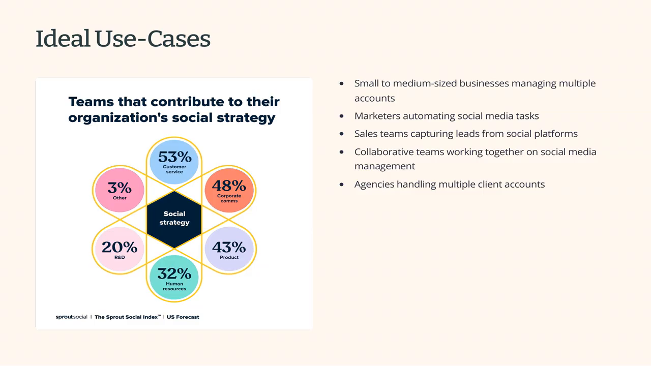Zoho Social is ideal for small to medium-sized businesses and agencies managing multiple social accounts. It's great for marketers who want to automate their social media tasks and focus on engaging with their audience. It's also useful for sales teams, as the CRM integration allows them to capture leads from social media. And with its collaborative features, it's perfect for teams that need to work together on social media management.